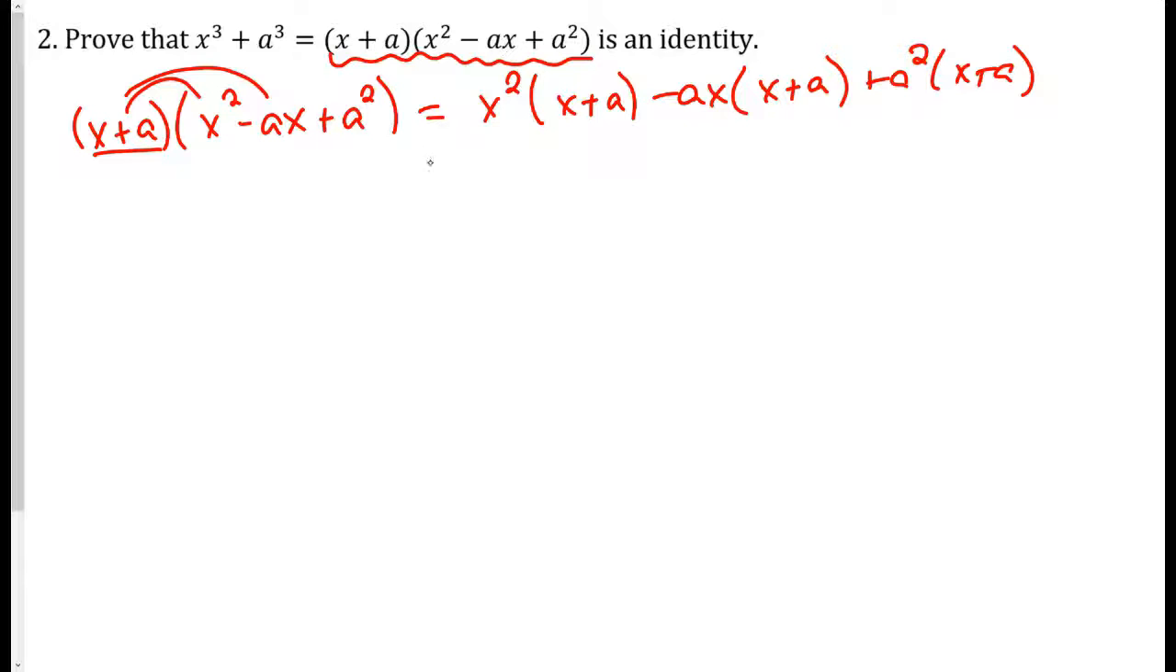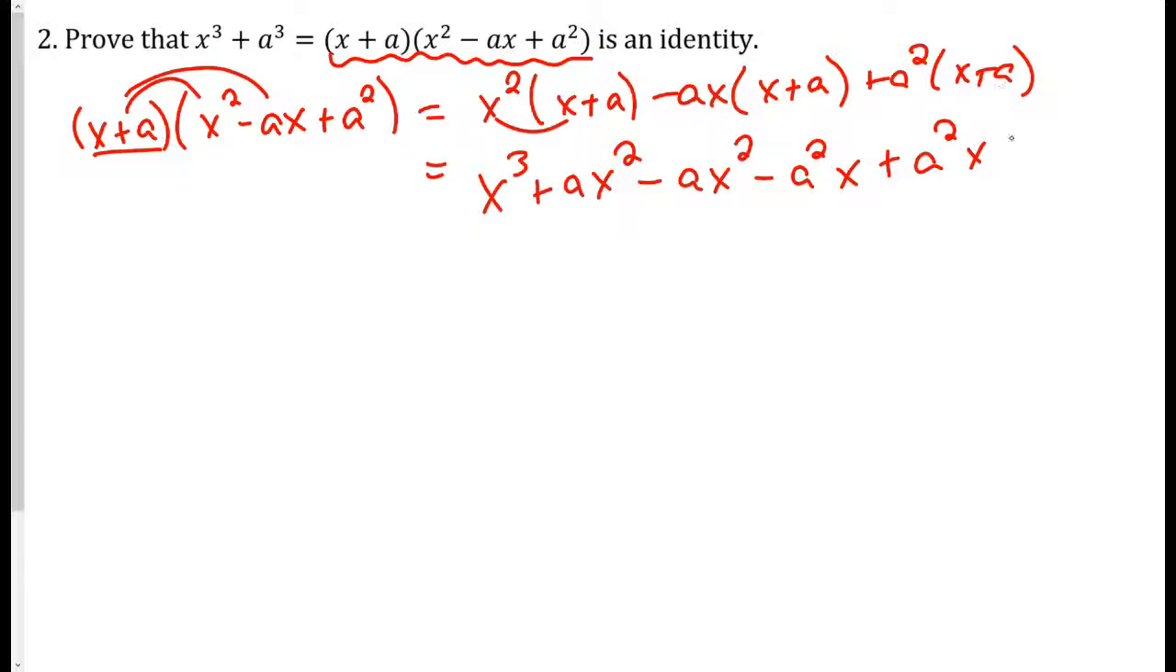And now I'm going to use the distributive property 3 times. x squared times x is x cubed. x squared times a is plus ax squared. Minus ax, I'm distributing a negative ax. Negative ax times x is minus ax squared. Minus ax times a is minus a squared x. And finally, a squared times x is plus a squared x. a squared times a is plus a cubed. So if you did this in the table, you would see that you had those exact 6 same terms.